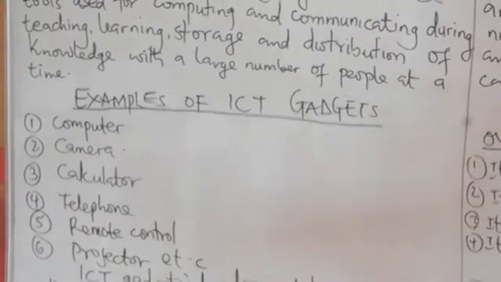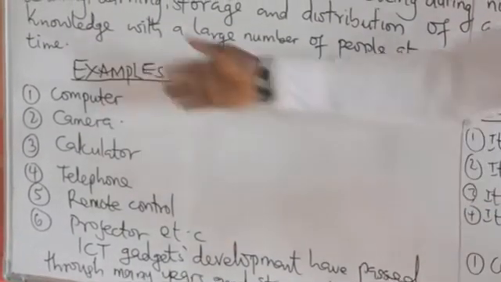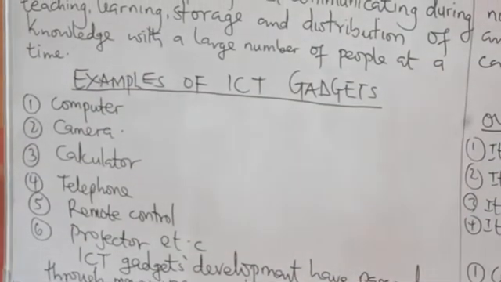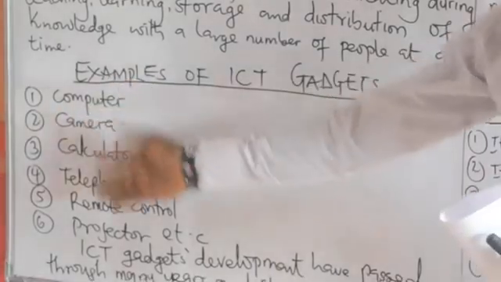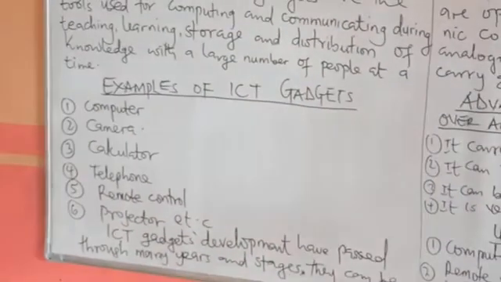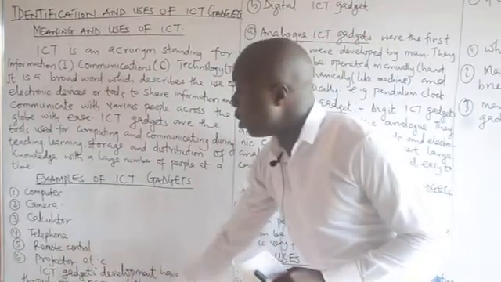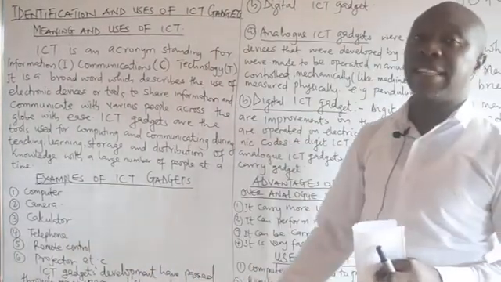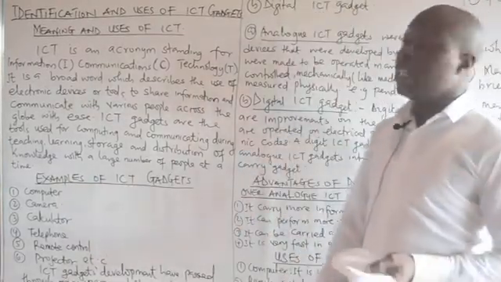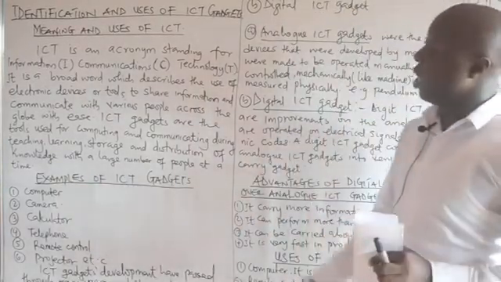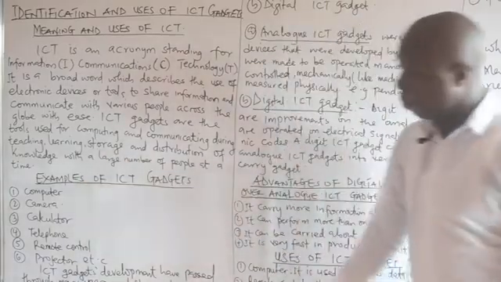And what are the examples of ICT gadgets? So these are some of the examples of ICT gadgets. We have computer, camera, calculator, telephone, satellites, remote control, projector, etc. These are some of the examples of information communication technology gadgets, that is ICT.